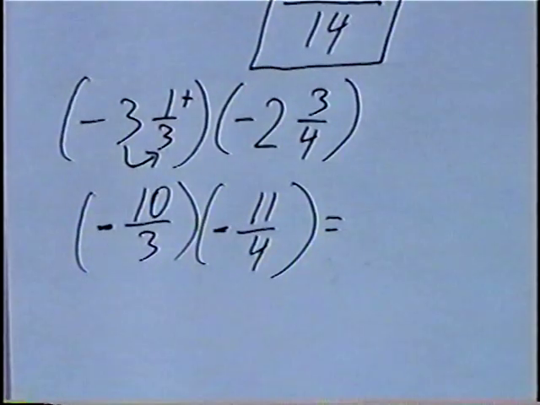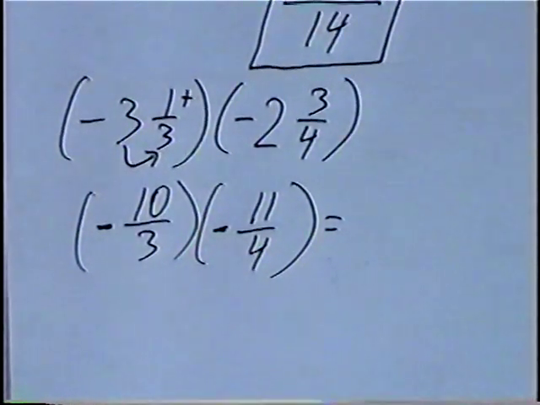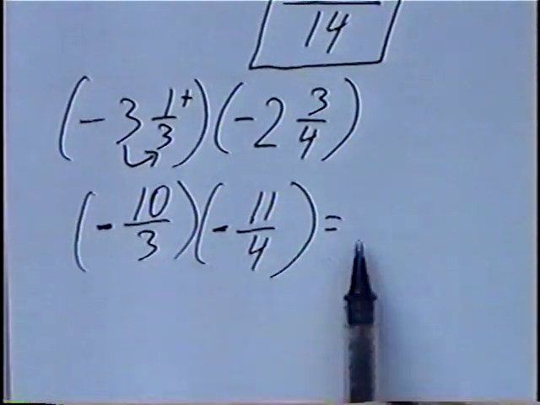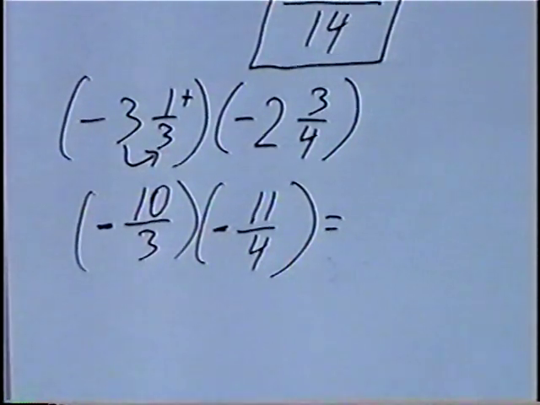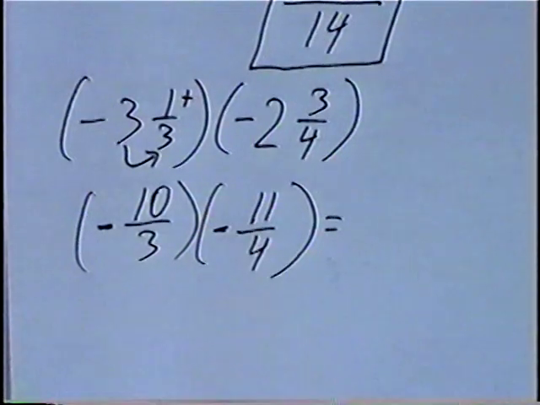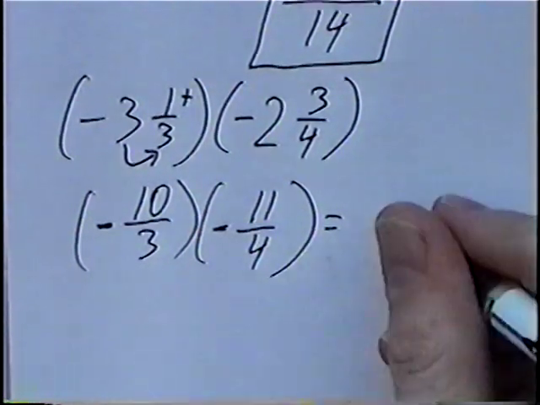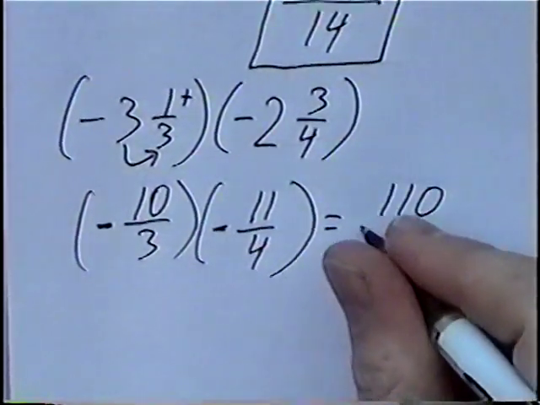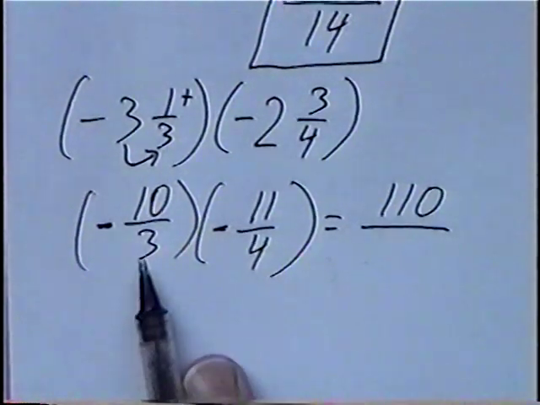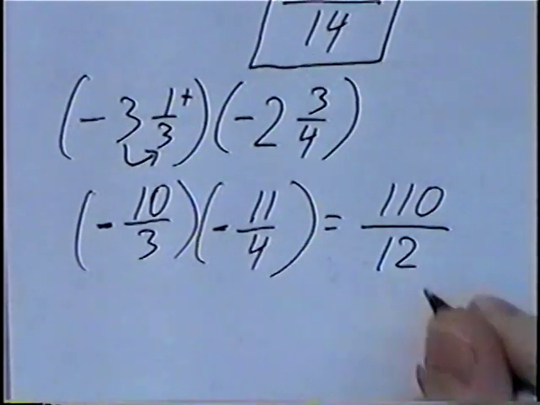When we have two fractions inside parentheses, we're still multiplying. Negative times a negative will give us a positive answer. Multiplying straight across, 10 times 11 will be 110. Divided by 3 times 4 will be 12.